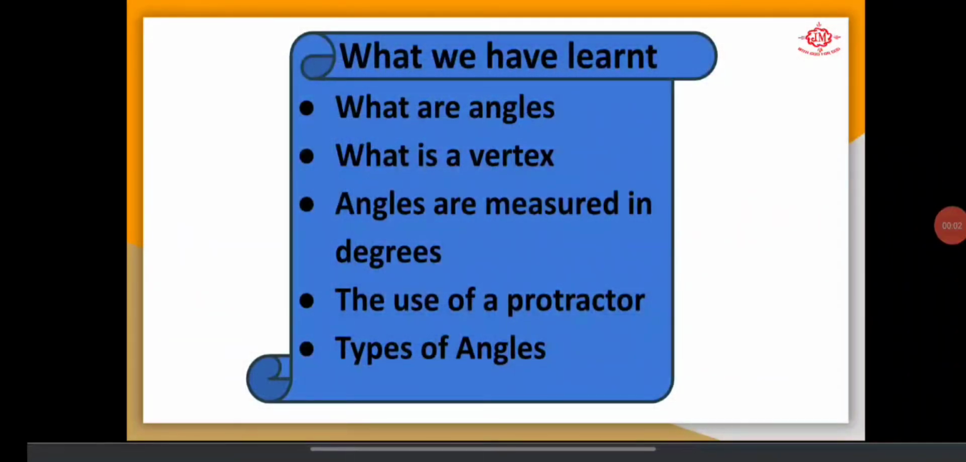Let us review what we have learnt in today's lesson. We learnt how angles are formed when two rays come together at a common point, and that common point is called the vertex. We also learnt that angles are measured in degrees. We learnt the use of a protractor to measure angles, and we learnt the types of angles. We will learn more about angles in our next lesson.